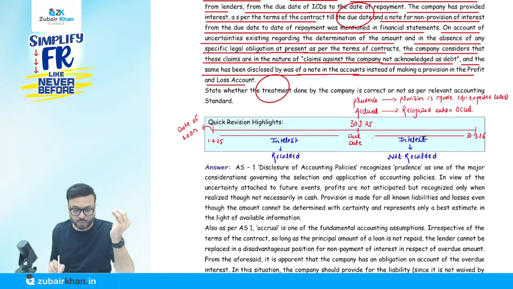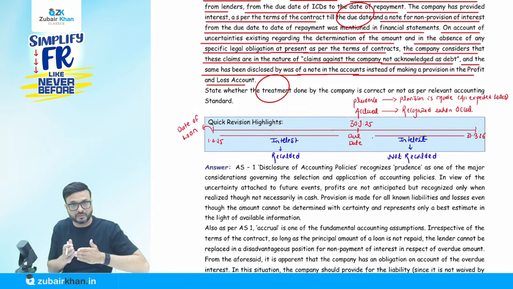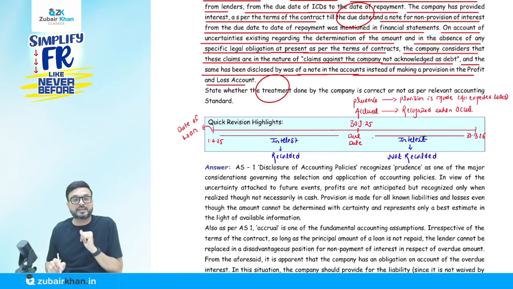What is mentioned in the question is that they have recorded interest in the books of account from the date of loan to the due date. Interest recorded. But after the due date, unfortunately, they have not paid the amount, so obviously interest will continue. But from the due date to the date of payment, they have not recorded the amount of interest.